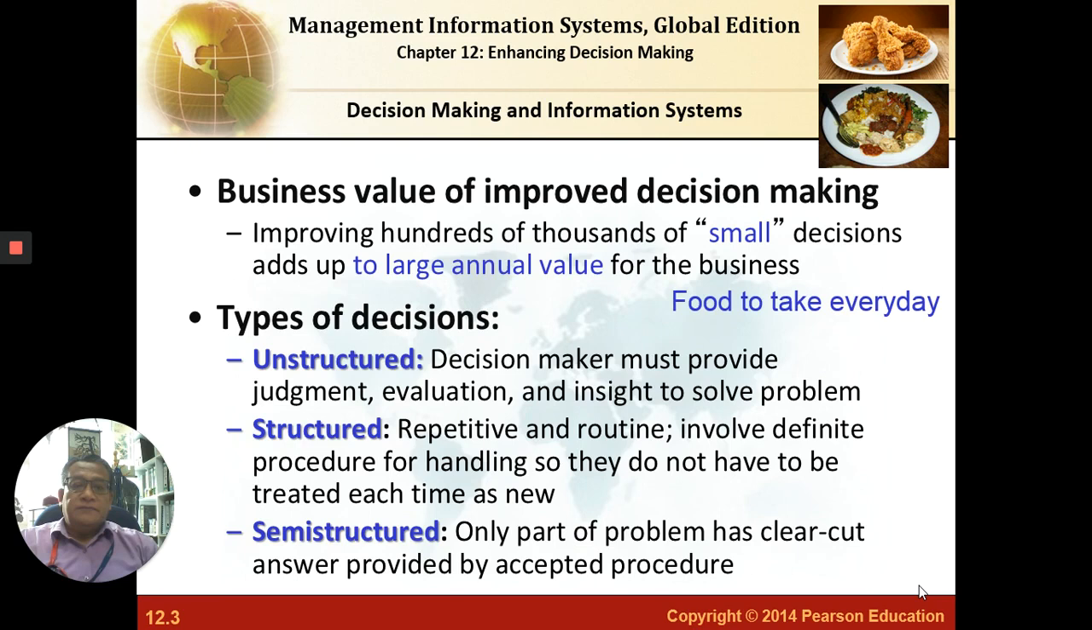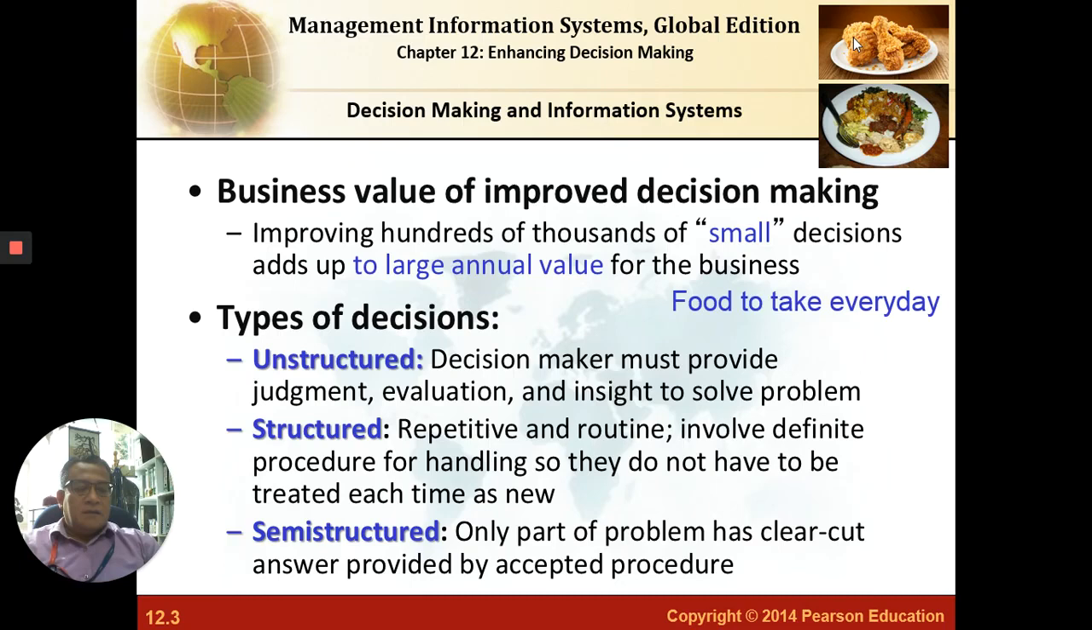For example, small decisions that you make every day end up contributing to large value by the end of the month. For example, the food that you take every day. If you decide every day to take fast food like KFC, McDonald's, Pizza Hut or Domino's Pizza, perhaps you need to spend 40 or 50 ringgit per day.